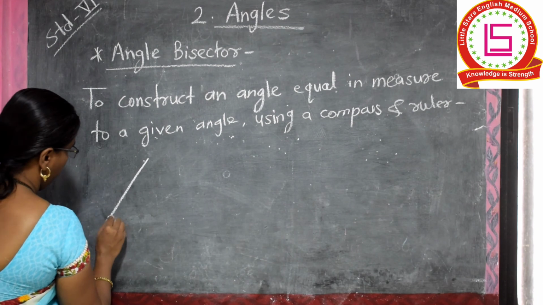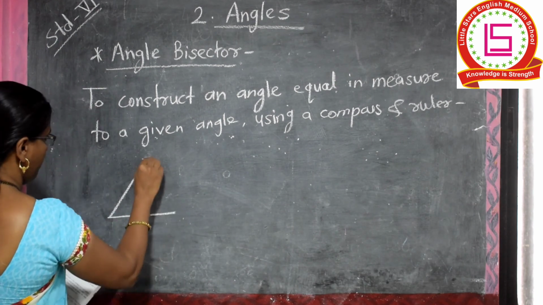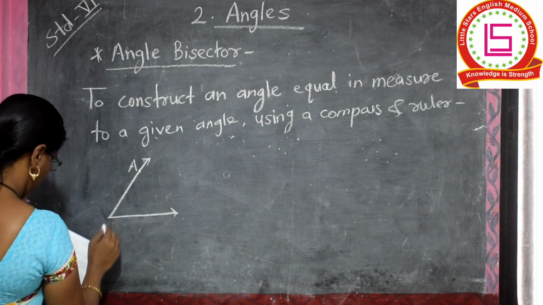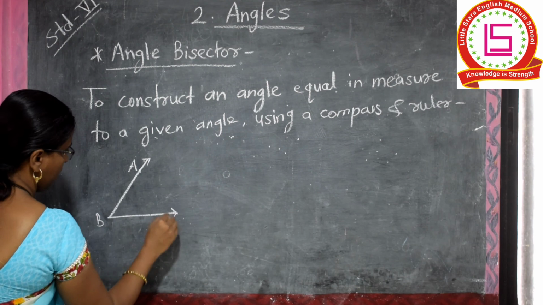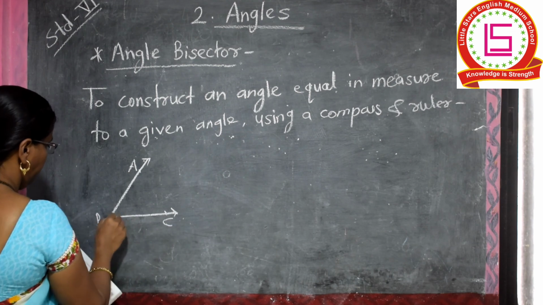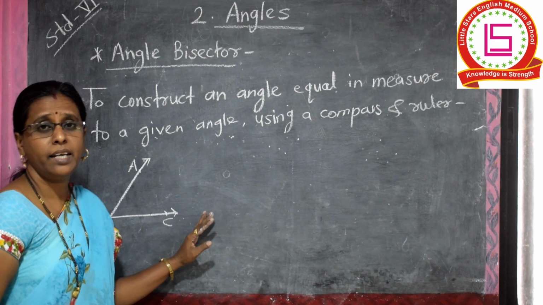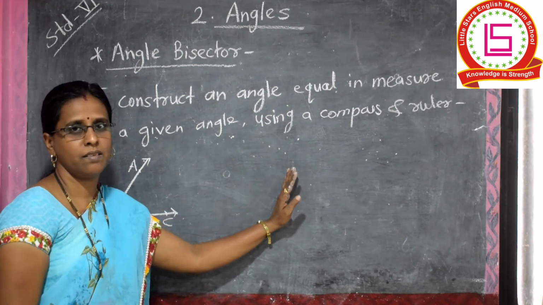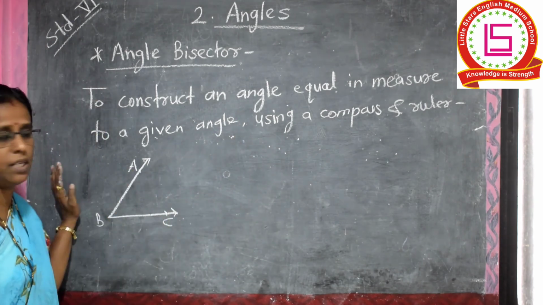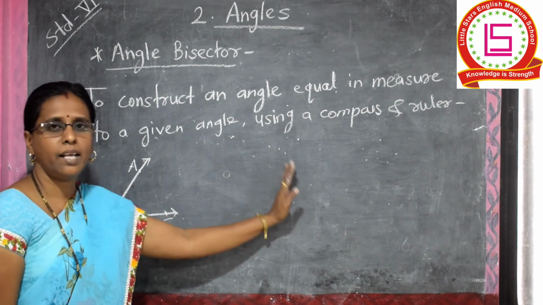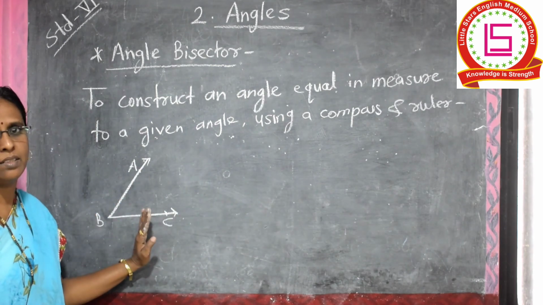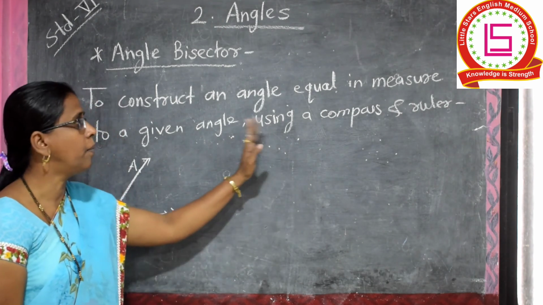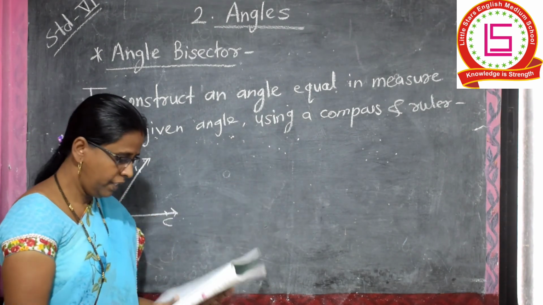if you are given one angle like this, A, B, C, then how to draw an angle of the same measurement like this? How to draw? By using a compass and ruler. Okay, you have to draw another angle with the same measurement with the help of compass and ruler. Okay, then see.